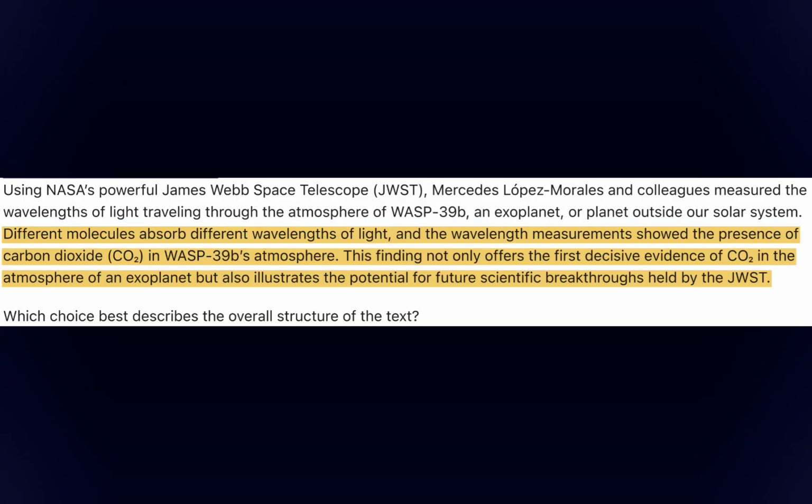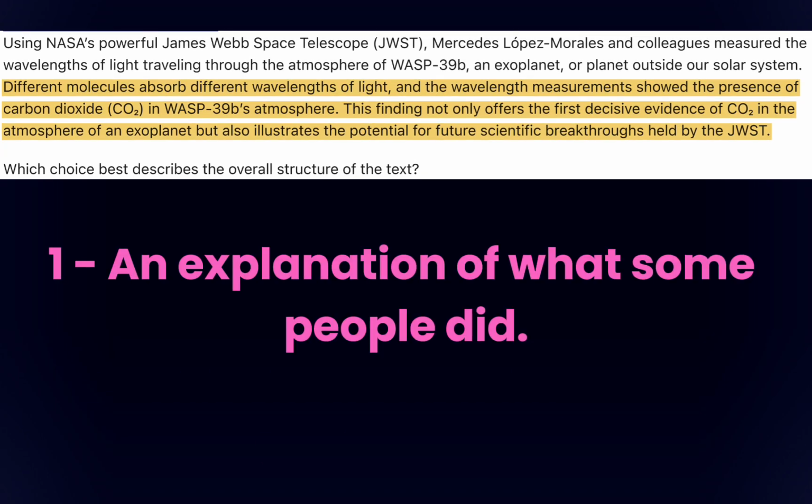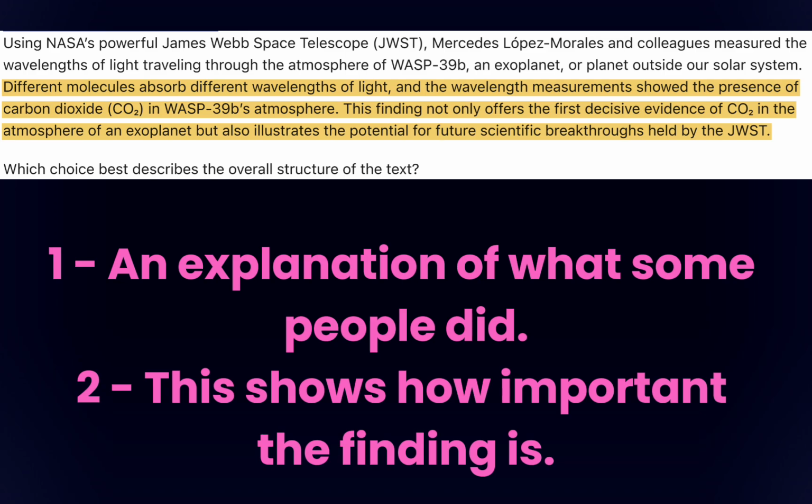Different molecules absorbed different wavelengths of light, and the wavelength measurements showed the presence of carbon dioxide in WASP 39b's atmosphere. This finding not only offers the first decisive evidence of CO2 in the atmosphere of an exoplanet, but also illustrates the potential for the future scientific breakthroughs held by JWST. On the scrap paper, I'll also write that this shows how important the finding is.